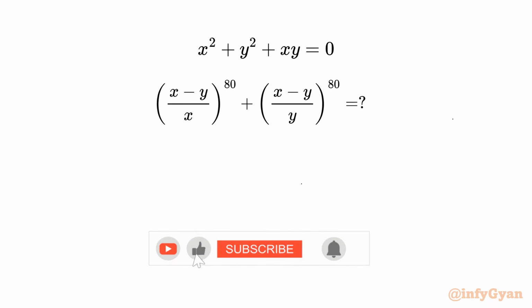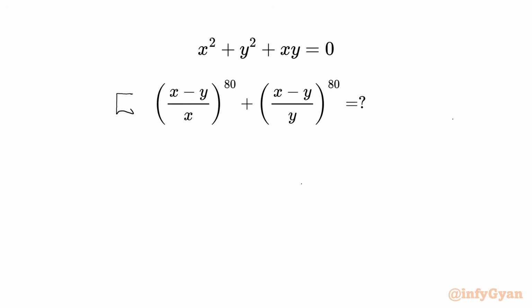Today we are going to take up another very interesting and challenging question from algebra. Here we have to find the required expression, ((x minus y) over x) whole power 80 plus ((x minus y) over y) whole power 80. Let's say the required expression is E. We have one equation: x square plus y square plus xy equal to 0.